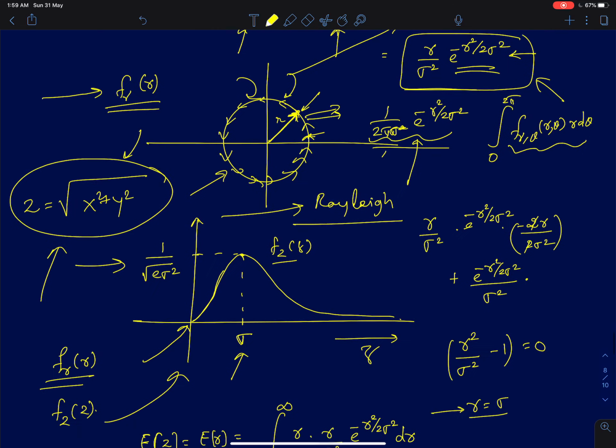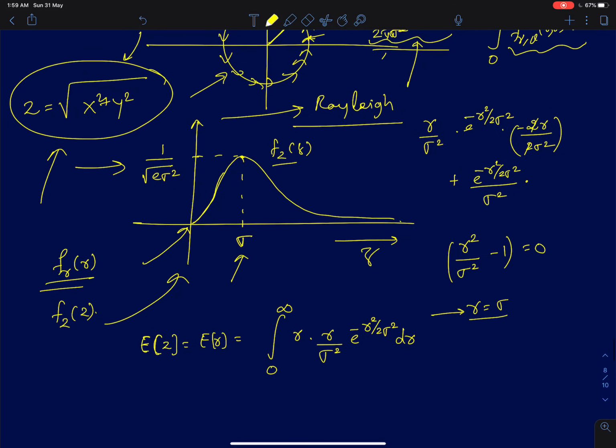Okay, so that's it about Rayleigh distributed random variables. So now we'll very quickly compute again the same mean and variance.